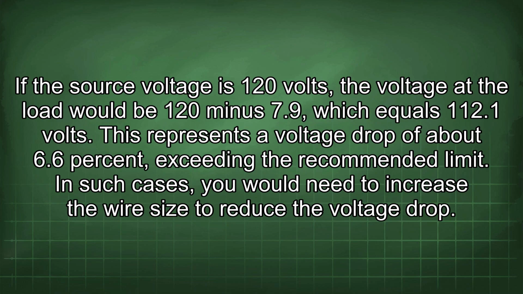If the source voltage is 120 volts, the voltage at the load would be 120 minus 7.9, which equals 112.1 volts. This represents a voltage drop of about 6.6%, exceeding the recommended limit. In such cases, you would need to increase the wire size to reduce the voltage drop.